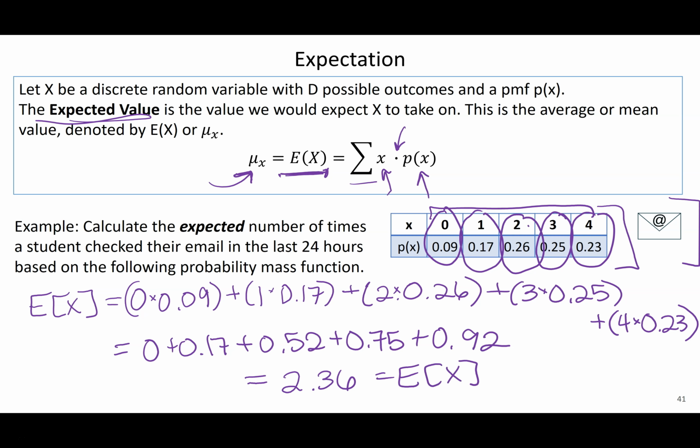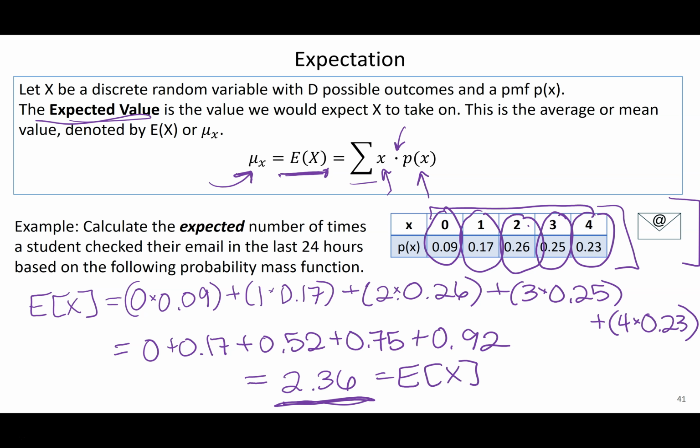So what this says is if my random variable that I'm interested in is the number of times the emails were checked in the last 24 hours, on average, for students in this survey, students checked their email an average of 2.36 times in the last 24 hours. And since it is an average, it is okay to leave this as a decimal. If we were asking how much we expect this individual to check it, that might be different. But since it's an average, it can be a fraction or a decimal. So expectation should make you think, okay, this is an average.